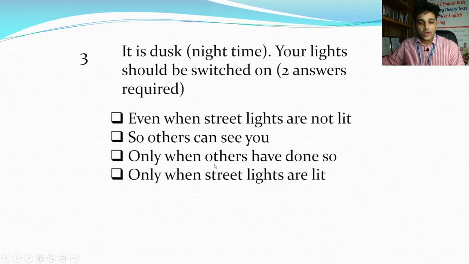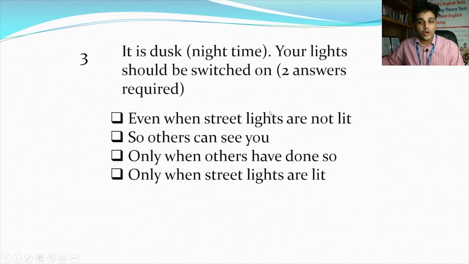So it is dusk, nighttime. Your lights should be switched on. There are two answers required. Even when street lights are not lit, so others can see you. Only when others have done so, only when the street lights are lit. Even when street lights are not lit. Lights and lit are pretty much the same word. Lights and lit is the same thing. Are they on, basically? So others can see.